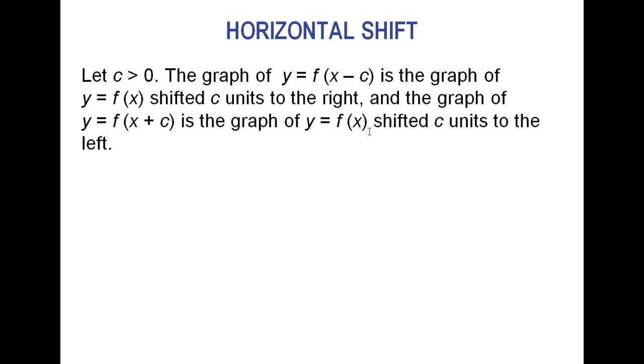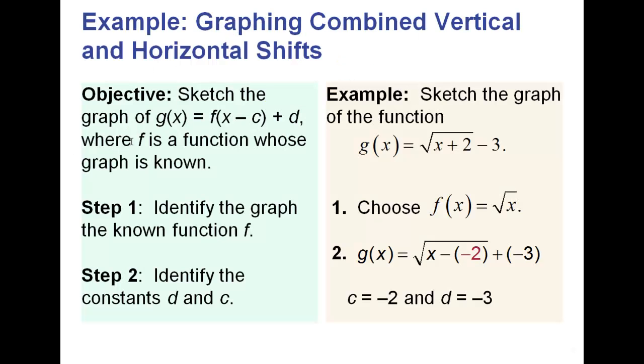Okay, so to sum it up, horizontal shifts are kind of counterintuitive. When you have x minus c, that means you shift that many units to the right, whereas x plus c shifts to the left. Now we can look at functions that have multiple shifts and be able to figure out what's going on.